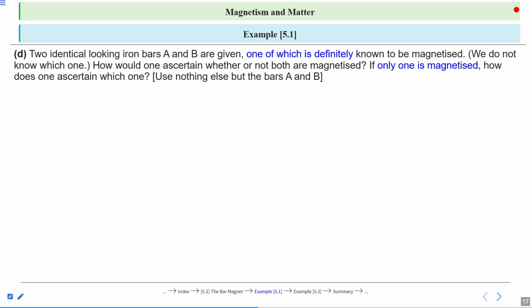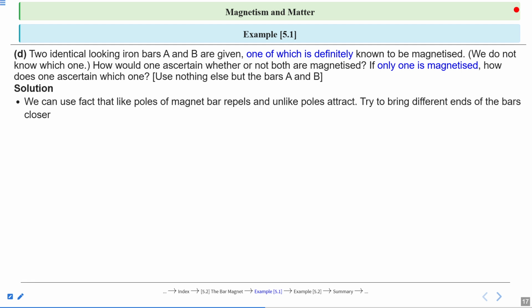How would one ascertain, meaning find out, whether or not both are magnetized? This is the first part of the question. The other part: if only one is magnetized, how would one ascertain which one? Use nothing else but the bars A and B. Firstly, we will do the first part, where one of the bars is definitely magnetized and we have to find whether the other is magnetized or not.